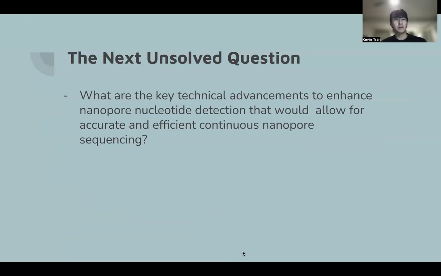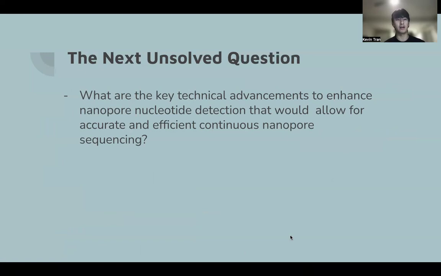So we're going to wrap up this presentation with a next outstanding question. The question we wanted to ask was, what are the key technical advancements to enhance nanopore nucleotide detection that would allow for accurate and efficient continuous nanopore sequencing? This question builds off the success of this experiment in differentiating between different nucleotides as they pass through the nanopore.